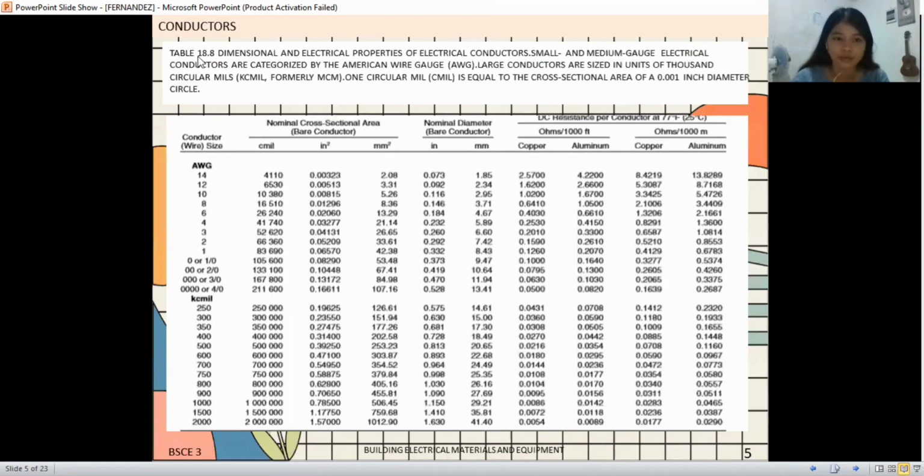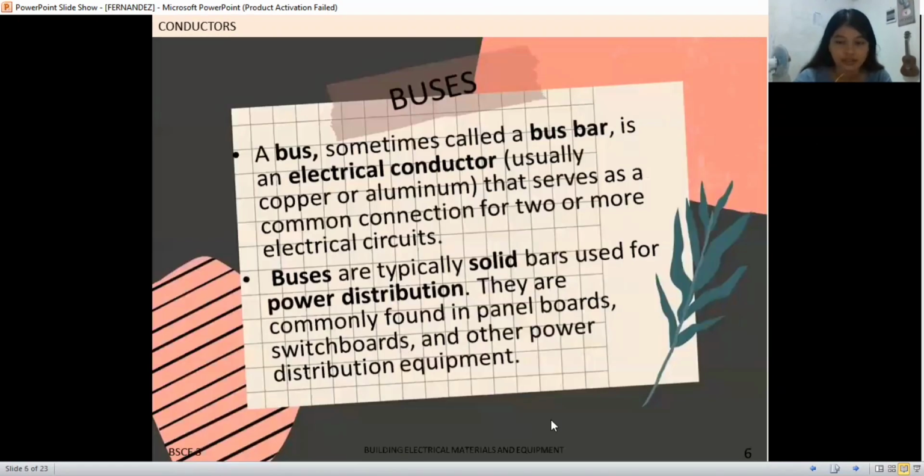So here is the table of dimensional electrical properties of electrical conductors. Small and medium gauge electrical conductors are categorized by the American Wire Gauge, or the AWG. Large conductors are sized in units of thousand circular mils, and one circular mil is equal to the cross-sectional area of a circle 0.001 inch in diameter. So 14 gauge is 4,110 circular mils, and the area in square inches is 0.00323, and so on.